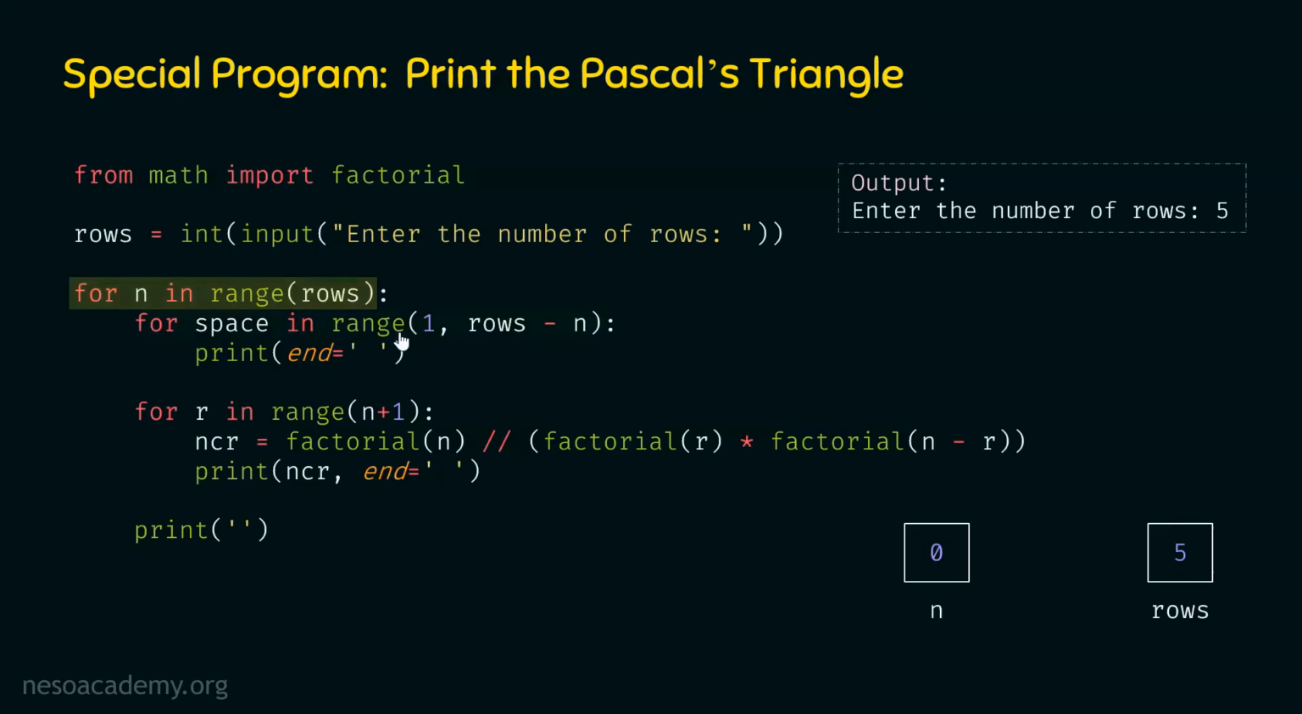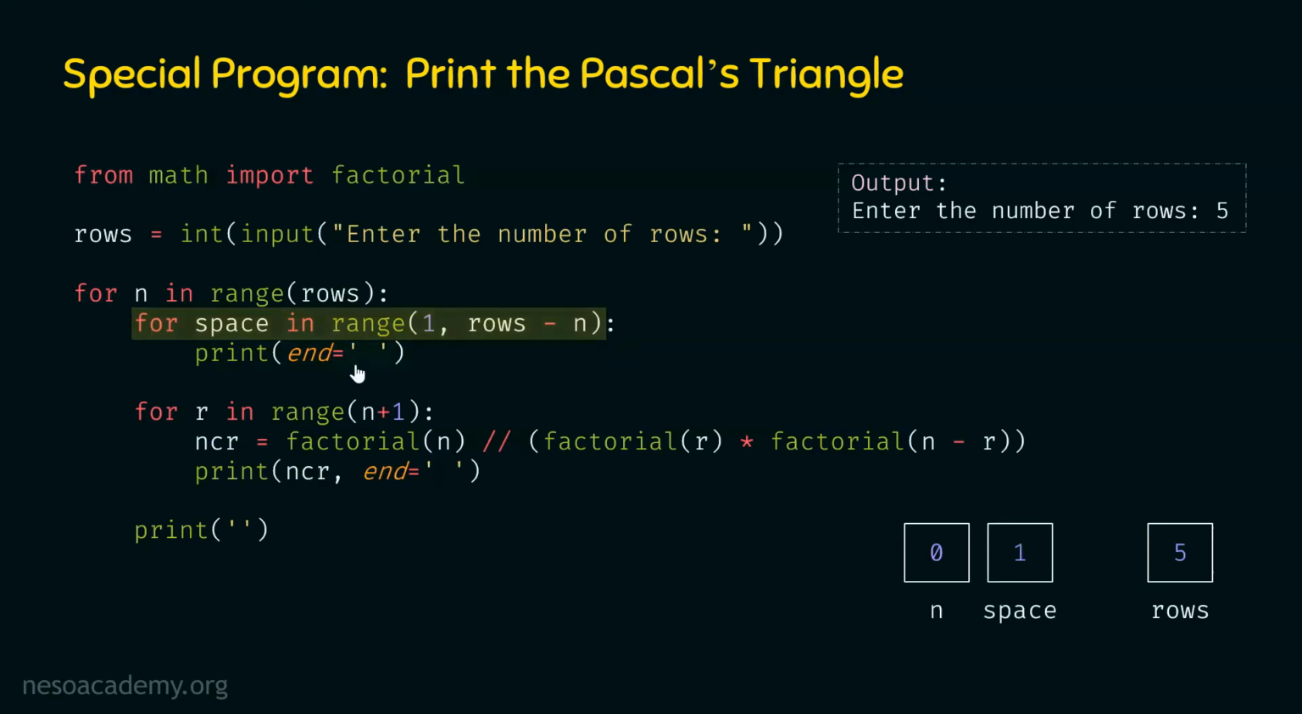After this, we need to execute this statement: for space in range 1, rows minus n. Here we need to replace rows by 5 and n by 0. We will get 5 here, which means that from this range function we will get 1, 2, 3 and 4. This means space variable will hold these values one at a time, and this for statement will run a total of 4 times. Now we know that space variable is now pointing to this object with value 1.